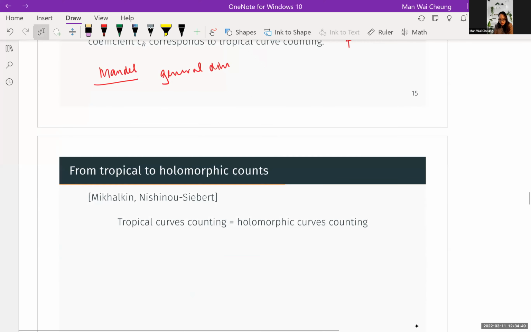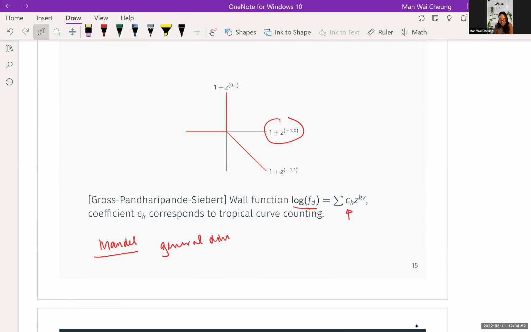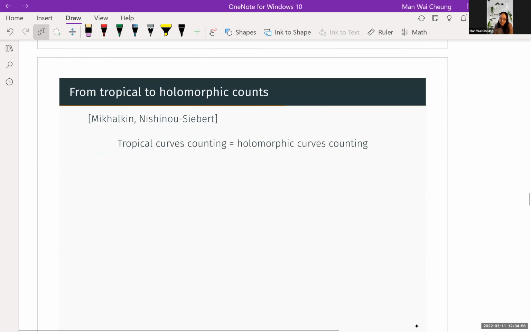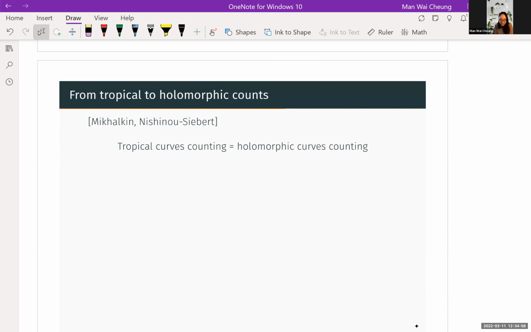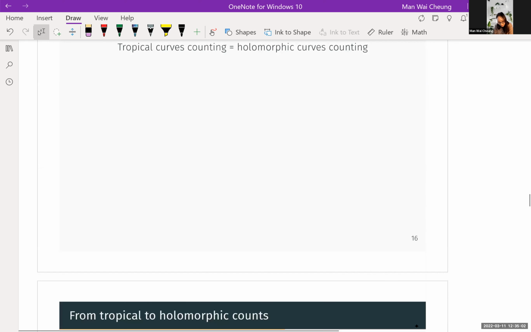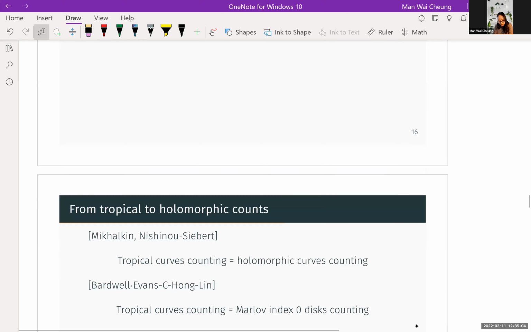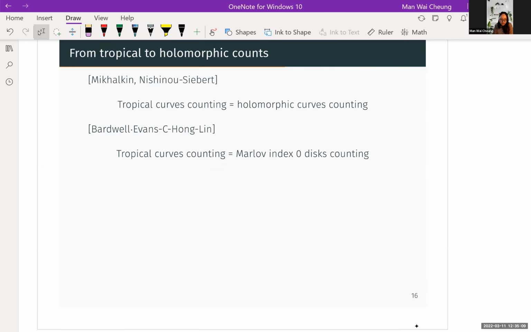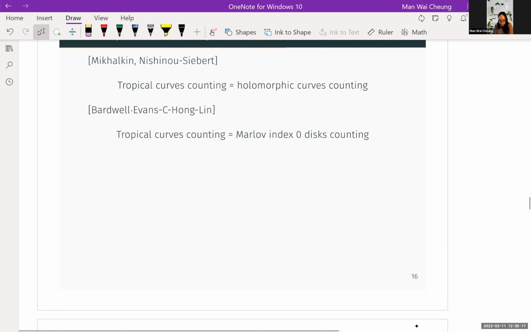So now we have tropical curves, but then why do we care? Mikhalkin and Nishinou-Siebert tell us that this tropical curve counting is the same as holomorphic curve counting. And what we show with Sam Bardwell-Evans, Hansol Hong, and Yu-shen Lin is that the tropical curve counts are the Maslov index zero disk counts for a simple blowup of a toric variety.